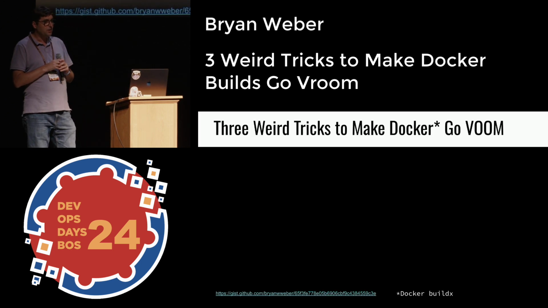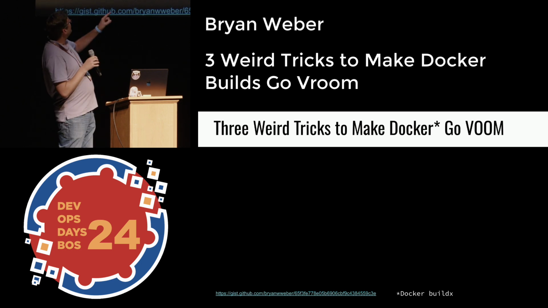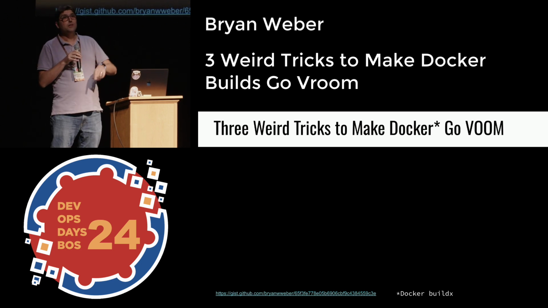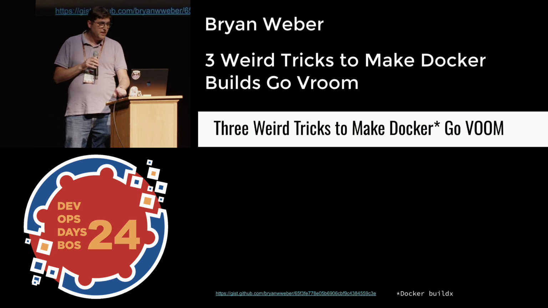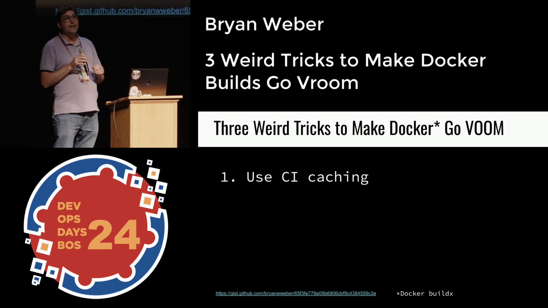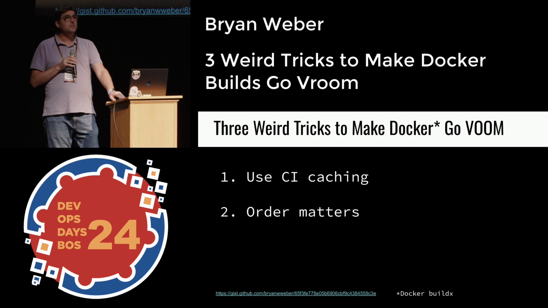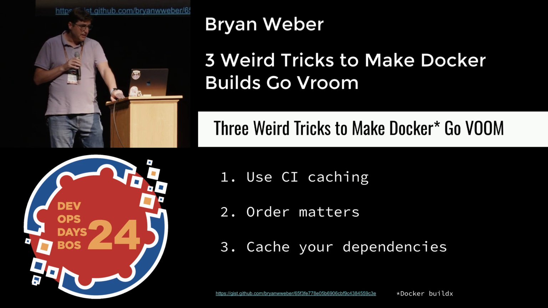I'm going to talk about 3 weird tricks to make Docker. I couldn't fit Docker buildx in my title there, so I put it at the bottom. To make Docker go boom. And the first thing is use your CI caching. The second thing is the order in your Docker file matters. And the third thing is cache your dependencies.